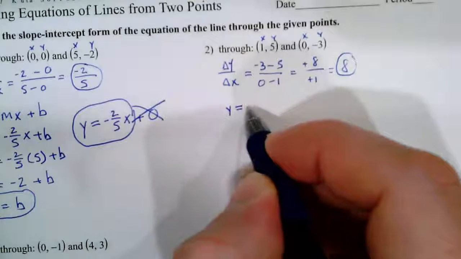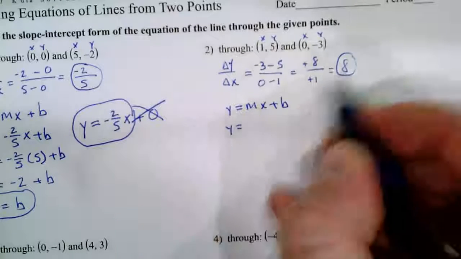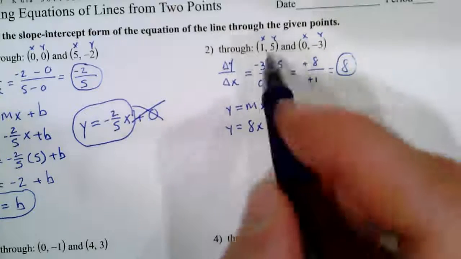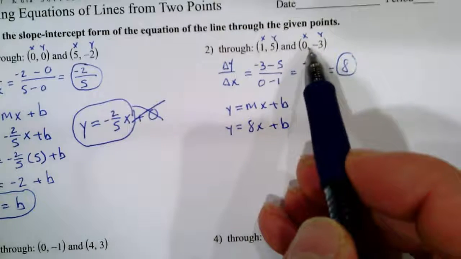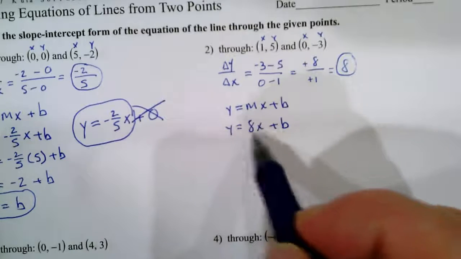Next, we're going to write out our equation. Y equals mx plus b. We're going to substitute 8 for our m. That's our slope, x plus b. We're going to pick one of these 2 points. Again, the easy one would be 0, -3, because I substitute 0 for x, and this whole term just disappears.